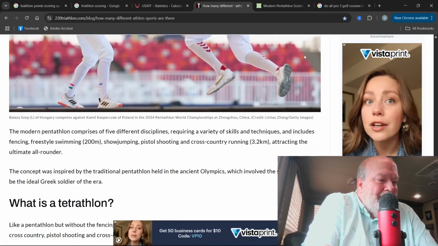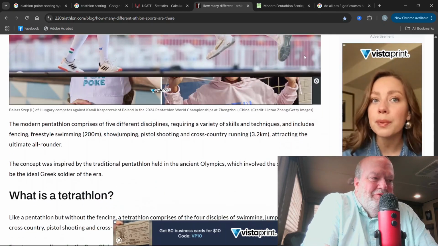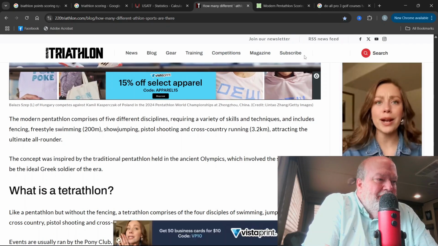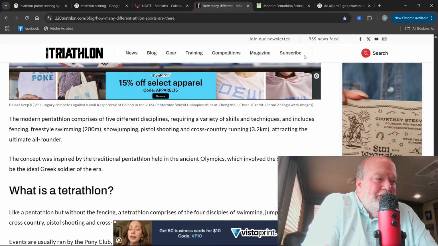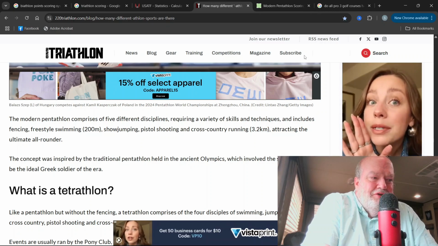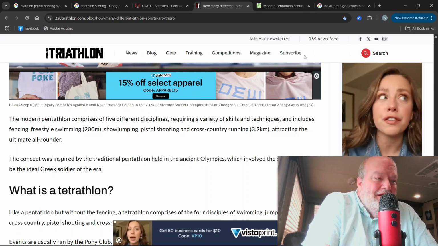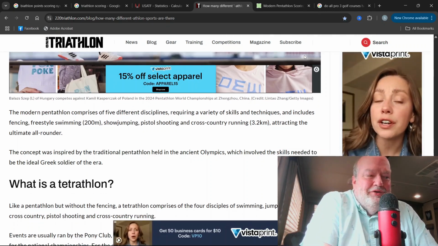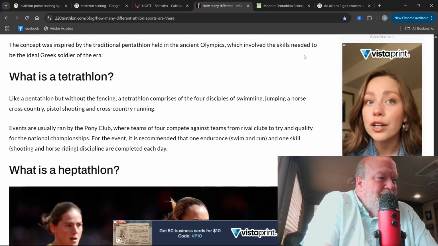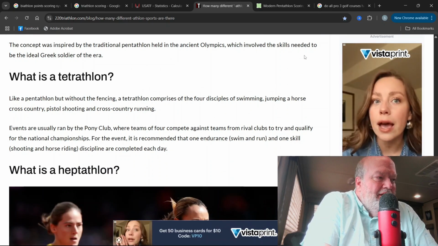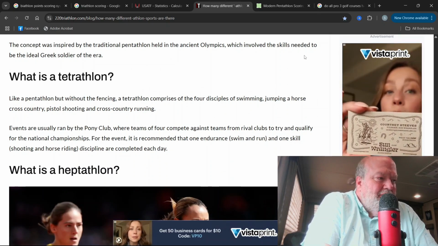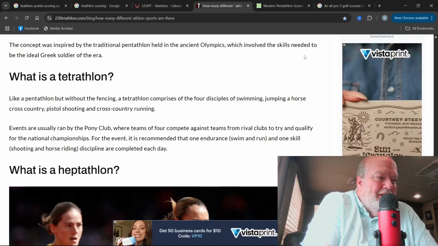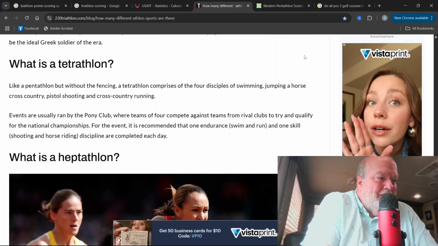The pentathlon, which is kind of where we're trying to base things off of, is fencing, freestyle swimming, show jumping, pistol shooting, and cross-country running. It started as a way of trying to find out the ideal soldier. And then the tetrathlon is a pentathlon without fencing. So swimming, horse riding, pistol shooting, and cross-country running.